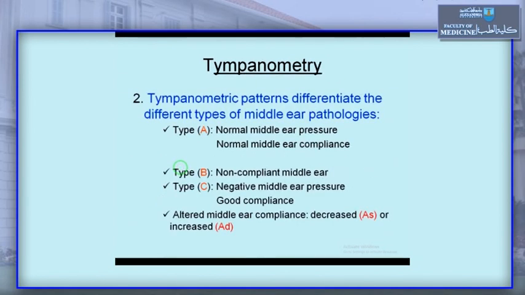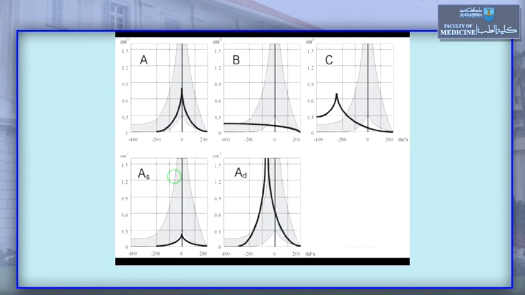Now, this instrument gives us what's called a tympanogram. And tympanogram is a chart that represents the relationship between, on the x-axis, pressure, where we have 0, which is atmospheric pressure. We have plus 100, plus 200. We have on the other side, from the 0, minus 100, minus 200, down to minus 400 decapascals. That's the pressure on the x-axis. On the y-axis, we have compliance in cubic centimeter.